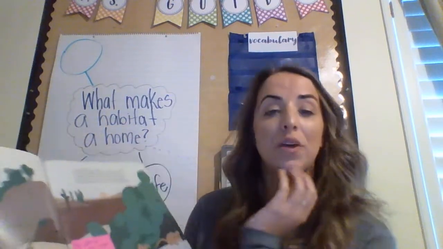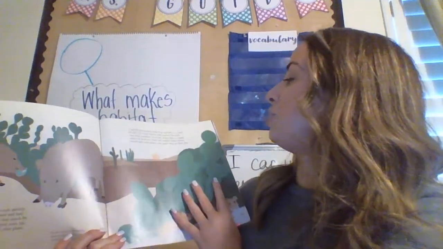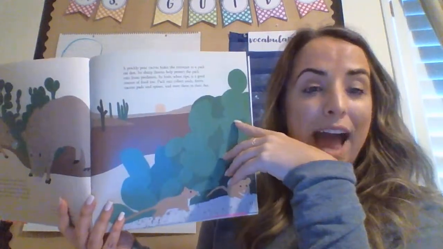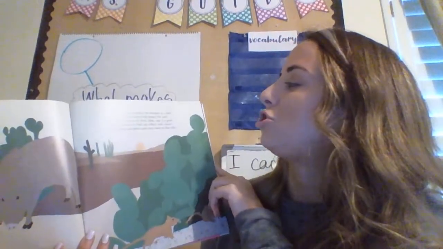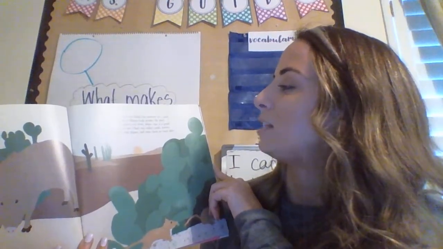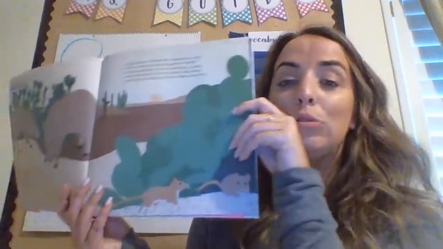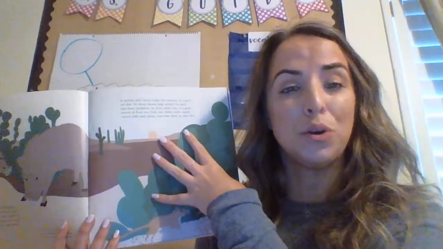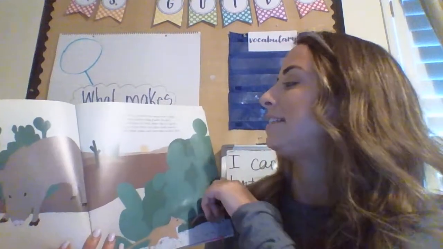So we're going to read more about our rats. A prickly pear cactus hides the entrance to a pack rat den. So one of the ways that the prickly pear cactus helps pack rats is it hides the entrance. Its sharp thorns help protect the pack rats from predators. Its fruit, when ripe, is a good source of food too. Not only does it protect the entrance to their homes, they also eat the prickly pear when they are nice and ripe.